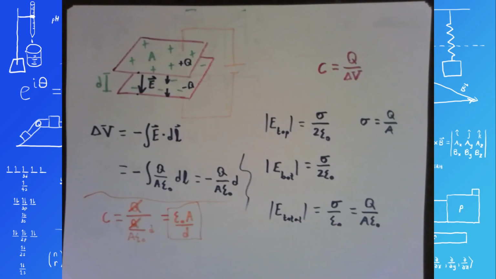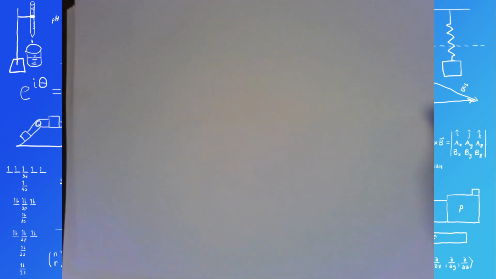Okay, that's all fine and dandy, but what about other types of capacitors? What if we had, for example, a spherical shell capacitor? Let's go ahead and take a look at how that would work.